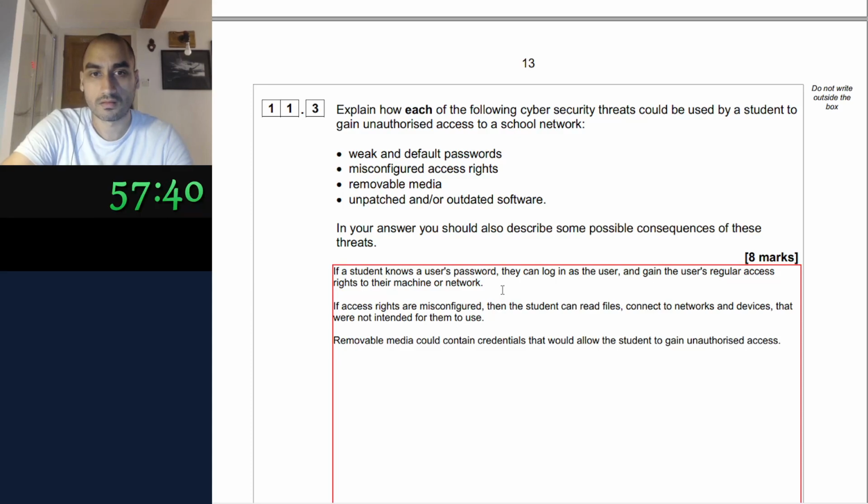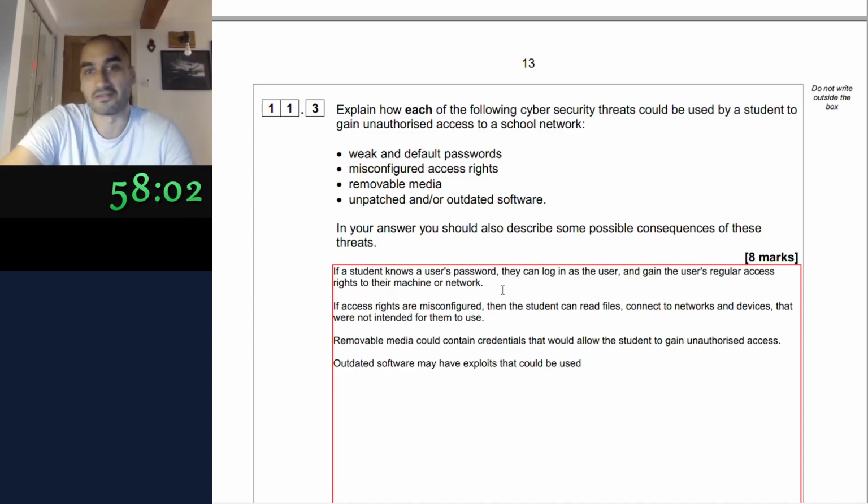Unpatched, outdated or unpatched, say outdated software may have exploits that could be used to gain unauthorized access. Should we say e.g., I don't know, SQL injection?